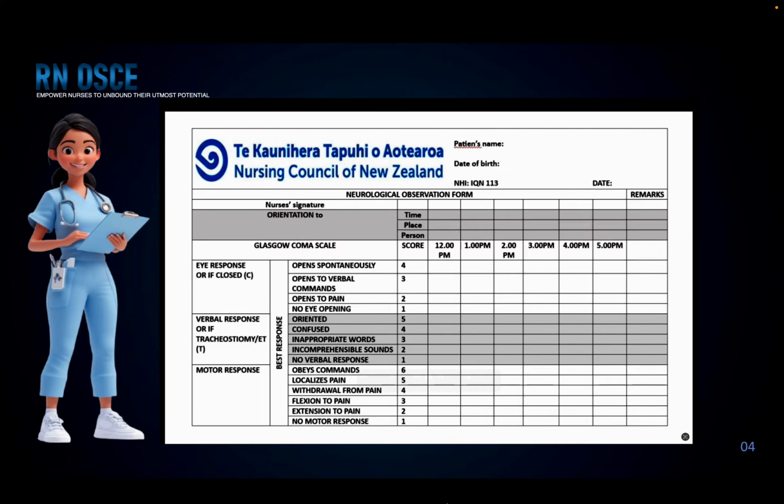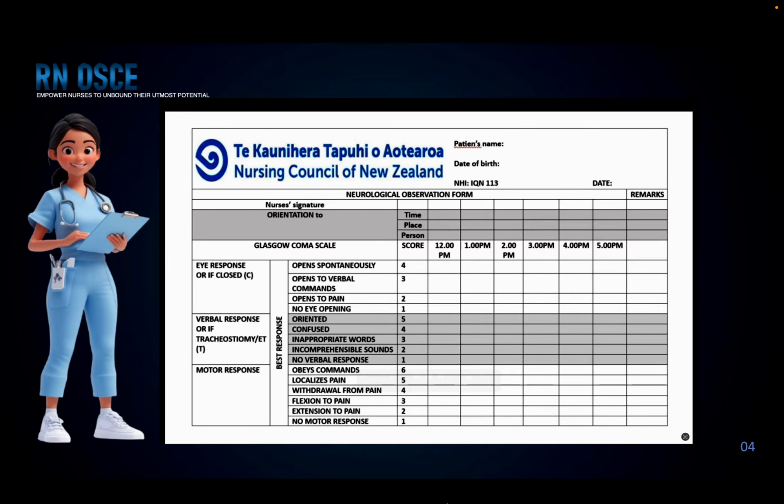While assessing the motor response, ensure the patient does not have a physical disability that affects their movements. For example, if the patient has hemiplegia, ask which side is affected, and you can ask, can you raise your other hand, or can you raise your left hand or right hand?